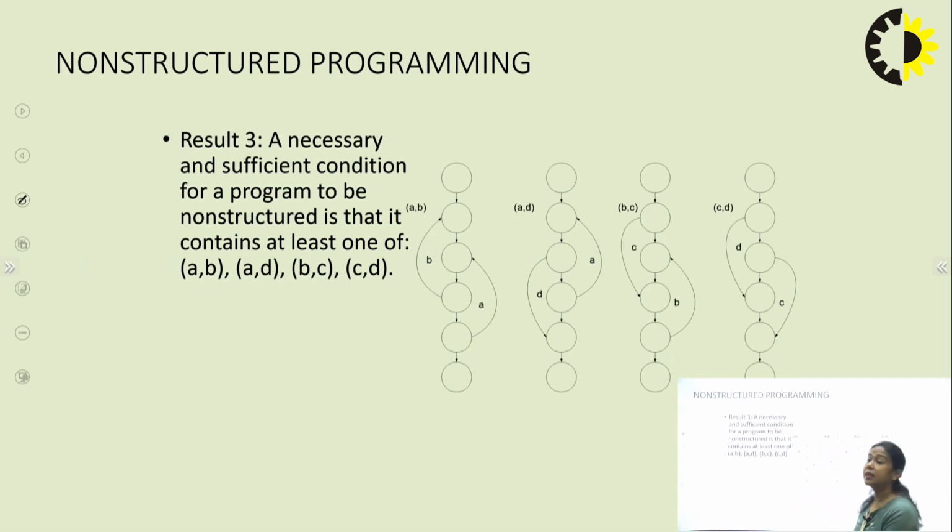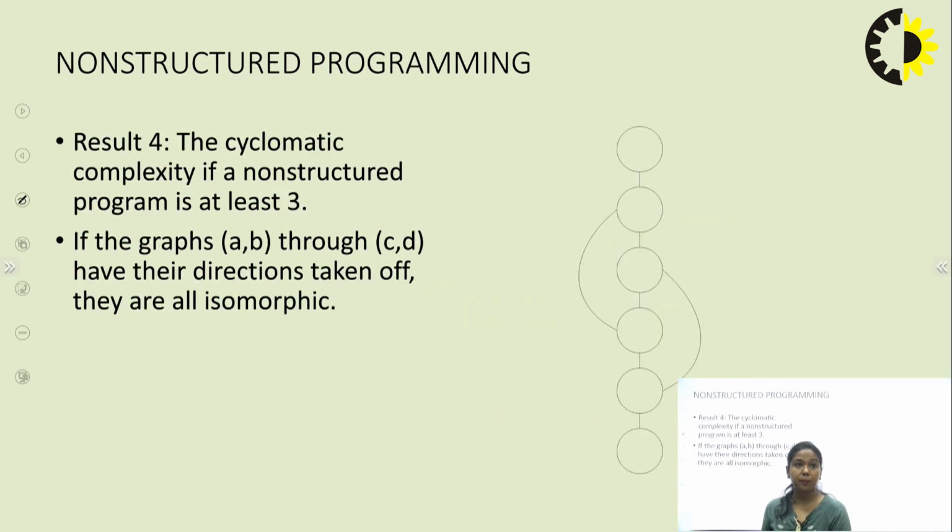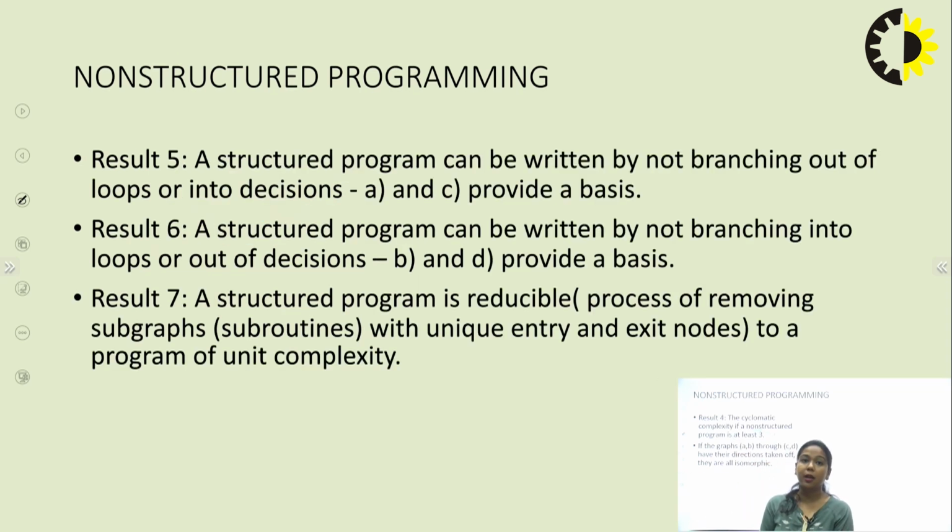The result reads: a necessary condition and a sufficient condition for a program to be non-structured. So these are the 4 different conditions for a program to be in non-structured form. The cyclomatic complexity of a non-structured program is at least 3. At least there must be the value of 3. Less than 3 is not the cyclomatic complexity for a non-structured program.